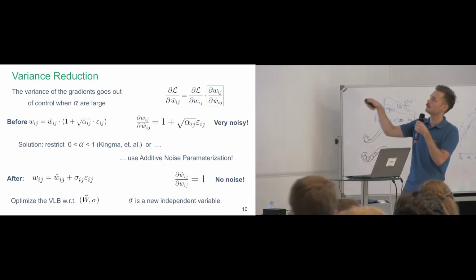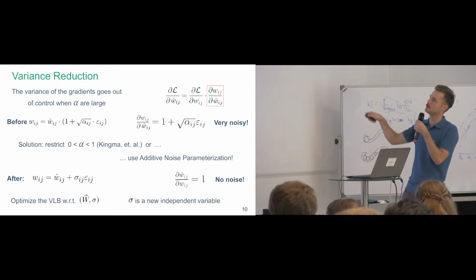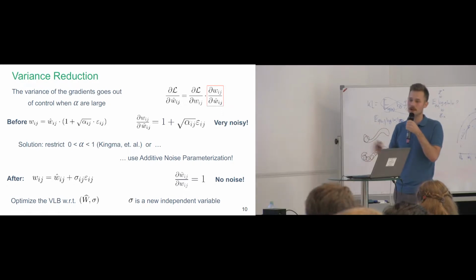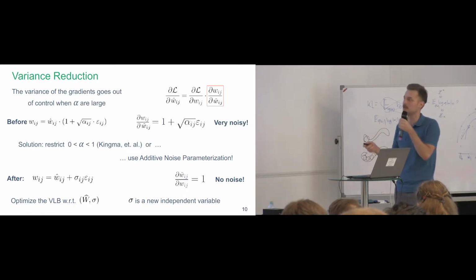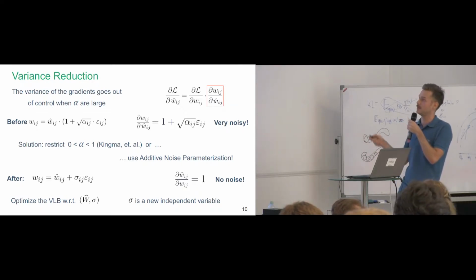And here is the reason why we cannot do this. Because we have very noisy gradients. We have just a random walk in the space of parameters. So we can't hit any target in this space.